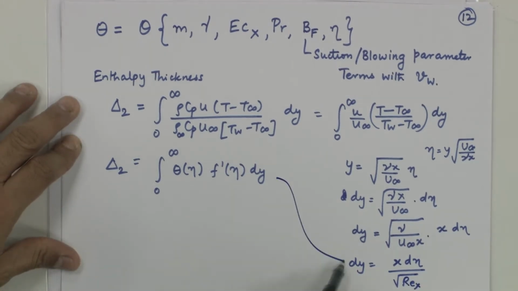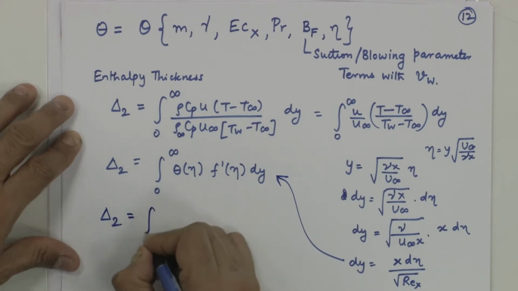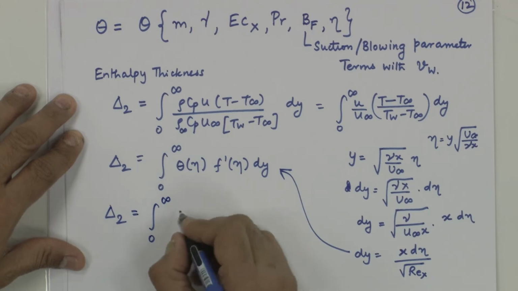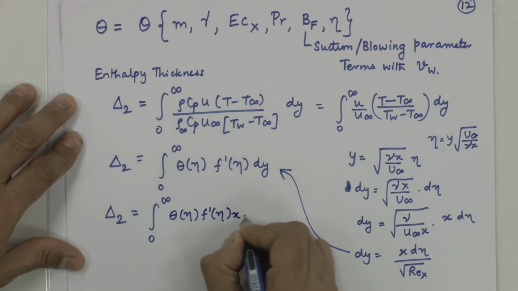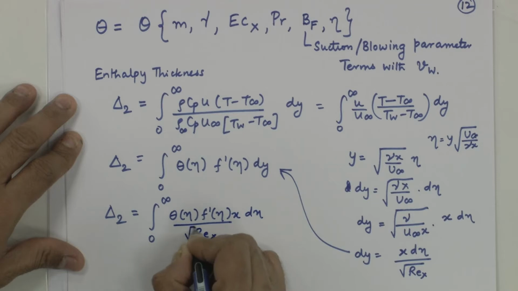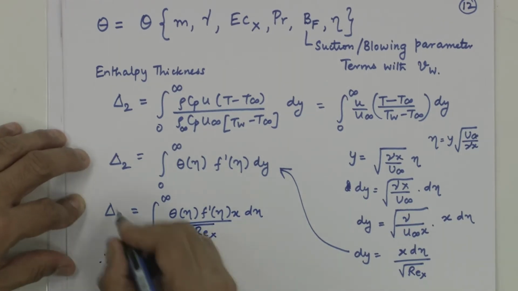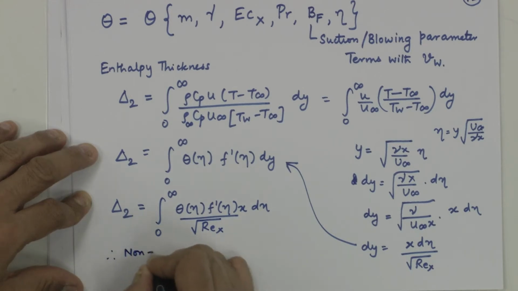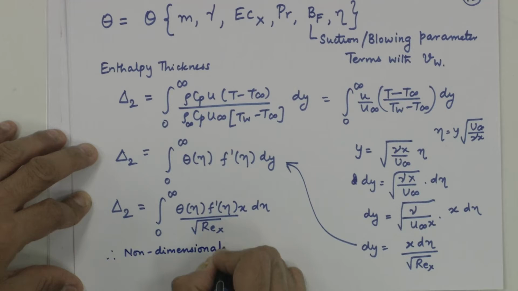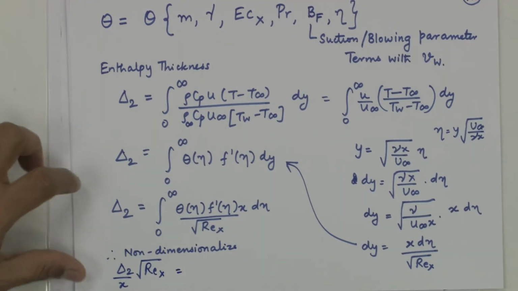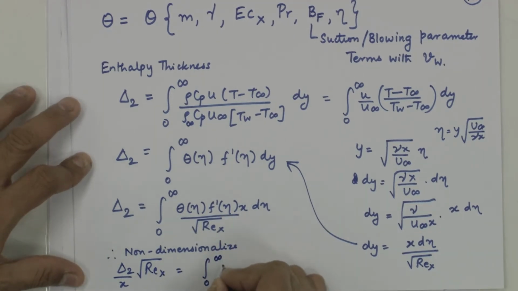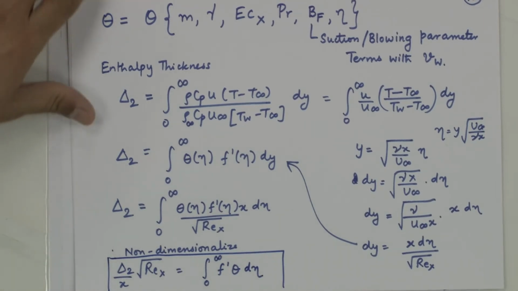Therefore, this will be substituted here. I would get delta 2 or enthalpy thickness is integral from 0 to infinity of theta of eta f prime of eta x d eta by square root of local Reynolds number. Therefore, if I move these things to the other side, the non-dimensionalization of the enthalpy thickness: delta 2 over x times square root of Rex is nothing but integral from 0 to infinity of f prime theta d eta. Okay, and what is this quantity? We are going to see in a minute. So let us keep it aside.